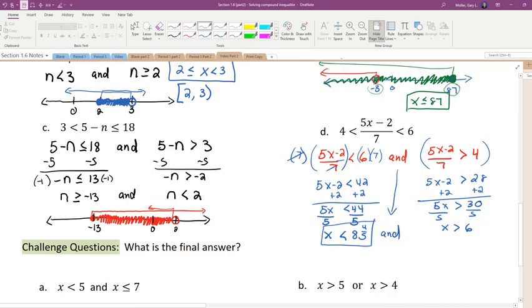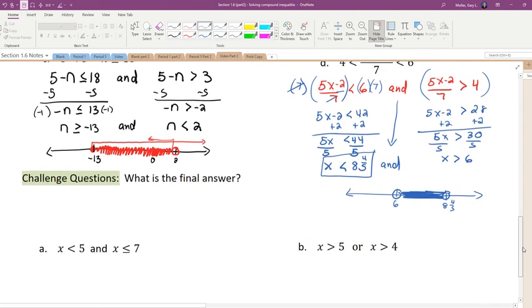So, on a number line, let's just check it. 6 is here. 8 4/5 is over here. Less than this guy, greater than this guy. And so we have everything in between. Okay.